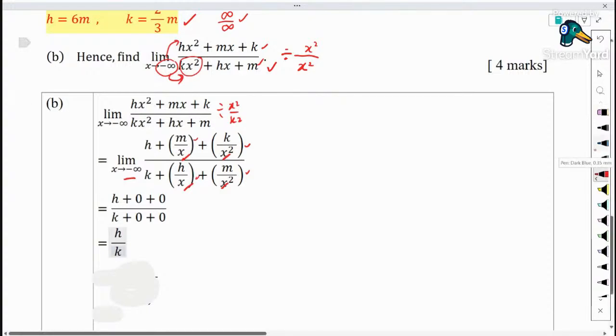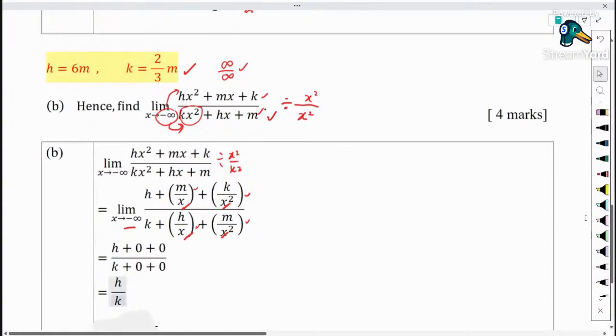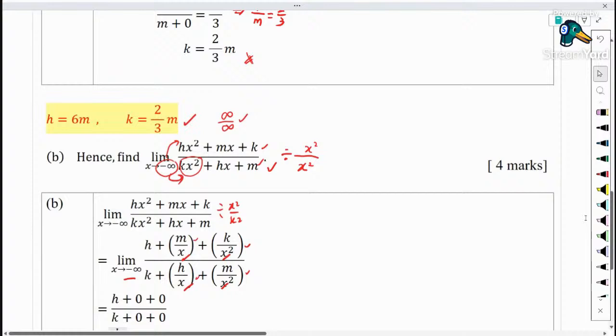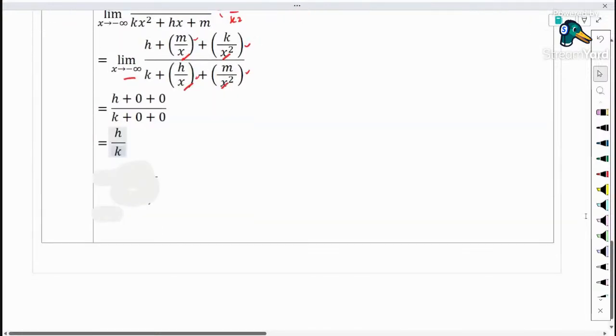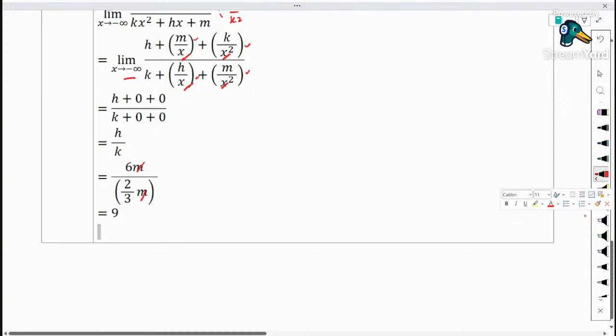And now finally, we make use of the previous result that we know about h and k, which is written in terms of m, which is h is 6m, k is 2 over 3 m. So let us substitute accordingly in terms of m. Then we simplify our answer. The m and m can cancel. 6 divided by 2 over 3, we have the answer equals 9. There goes the result for the solution to these questions, number 1 in section A.